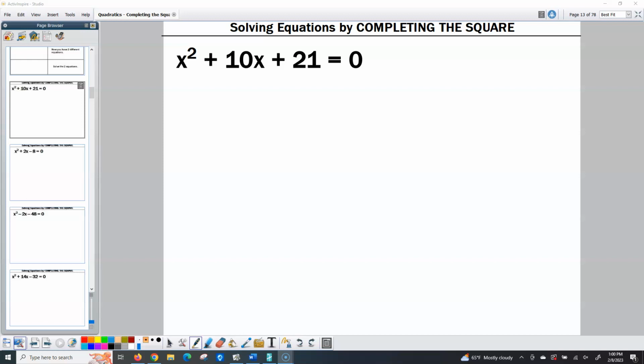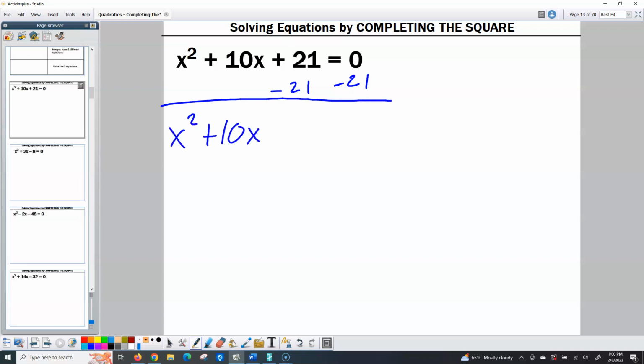We're going to solve this quadratic equation by completing the square. First thing you got to do is take the constant to the other side. So I'm going to subtract that 21 over there. And once I do that, I leave a little space right here. So I got x squared plus 10x. I leave a little space where that thing was.